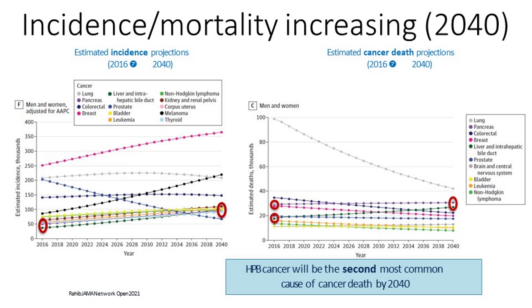If you look at the pink line, that's the breast cancer incidence. Even though breast cancer incidence is projected to rise, the mortality is not rising. Mortality is actually, in fact, coming down. But on the other hand, if you have an HPB cancer, which is the green line, both the incidence and the mortality are going to go up, and you're going to see more and more patients with this.